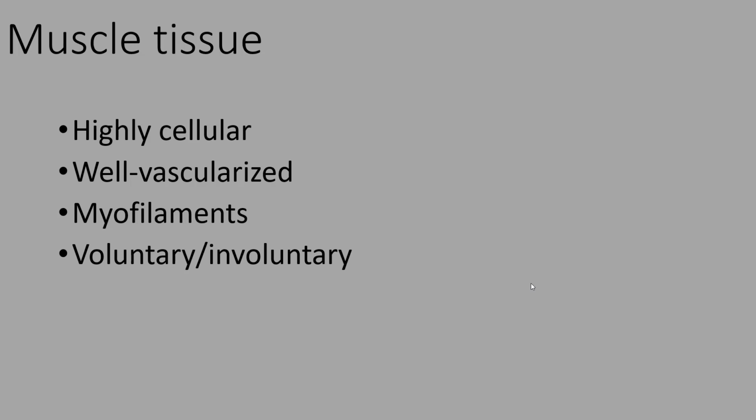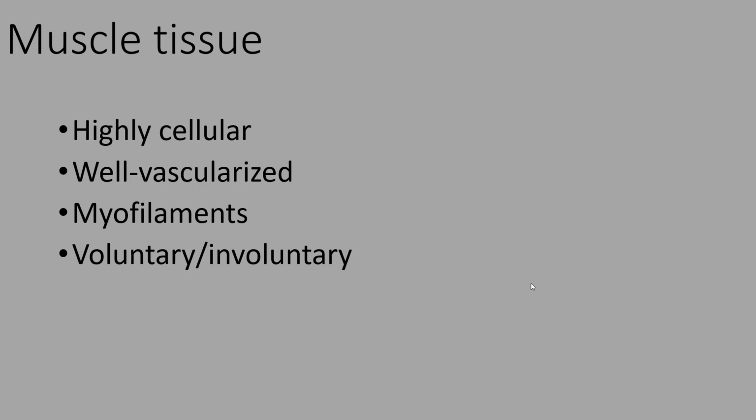Muscle tissue has different types, but it has some common characteristics. It is highly cellular. There are lots of cells. There's very little, if any, extracellular matrix. It is very well vascularized. It uses a lot of ATP, so it needs a lot of oxygen and nutrients, so we have to have a good blood supply. It contains proteins called myofilaments. These are what allow it to contract.